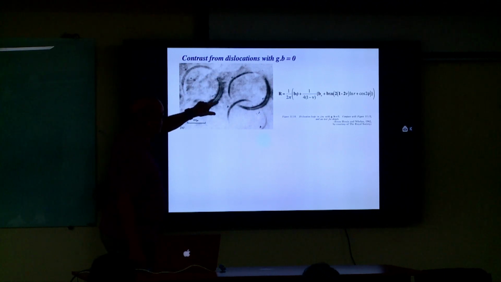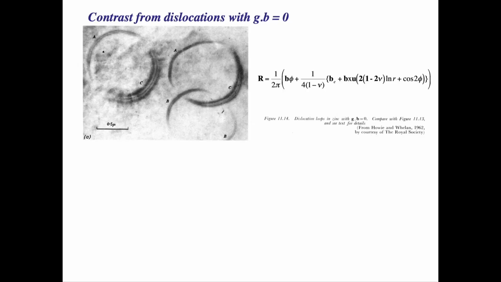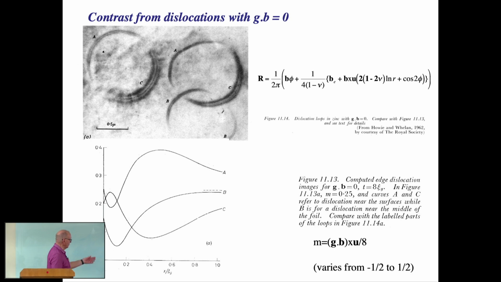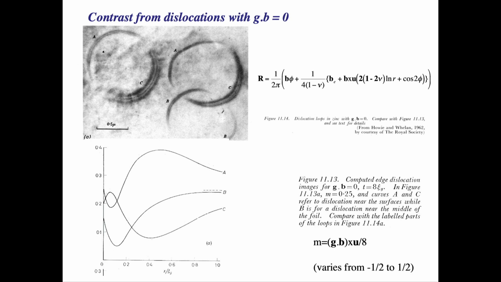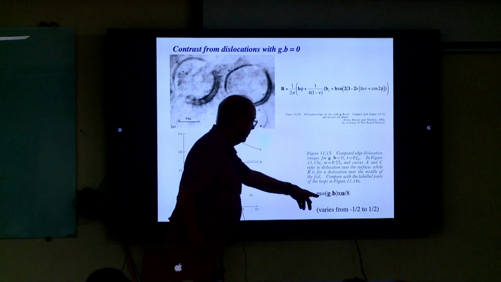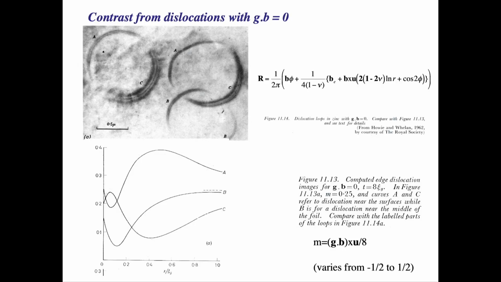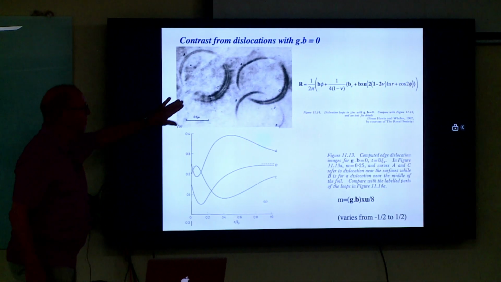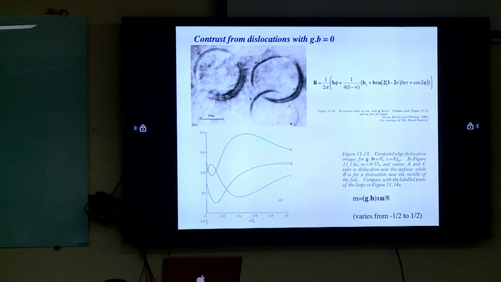But these are just basically residual images here, because the information is coming from the B cross U term. But this is exactly where both the G dot B and the G dot B cross U are equal to 0. So we know that this is basically a G dot B 0 type image here for an edge dislocation, which is good. We know that. And so these are calculations of exactly that. These are just computed for that. The M here is G dot B cross U divided by 8, and then they have different values for the M. But this is a very characteristic image that we'll see shortly in other cases.